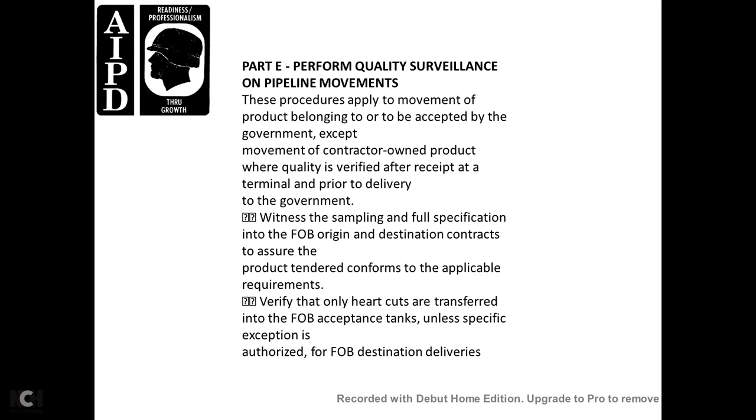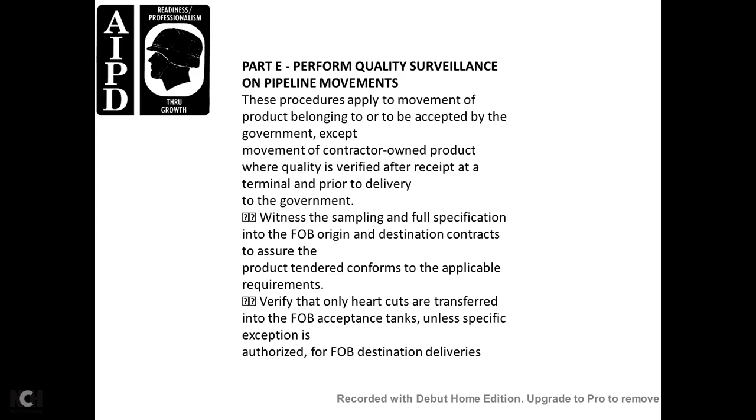Part E, performing quality surveillance of pipeline movement. This procedure applies to the movement of product belonging to the government, except for the movement of contractor-owned and operated product, with quality verified after receipt at the terminal and delivery to the government. Witness sampling and full specification testing of the FOB origin designation to ensure the product tendered conforms with the applicable requirements.